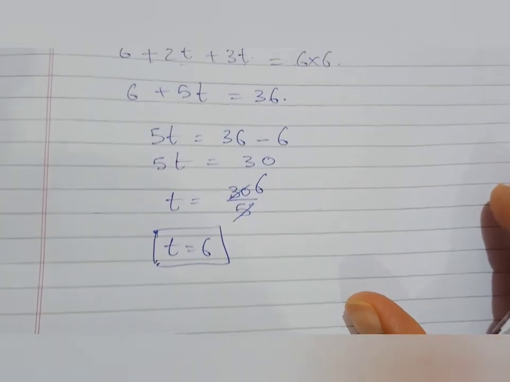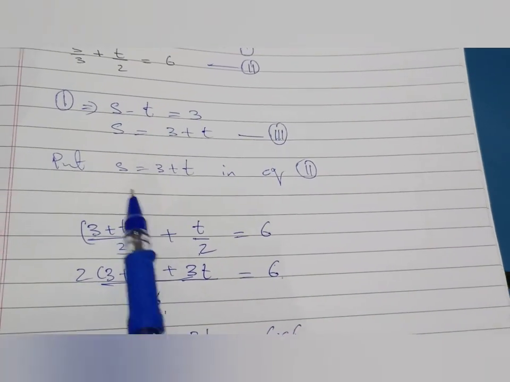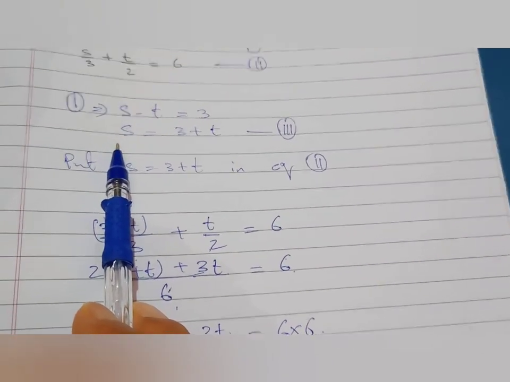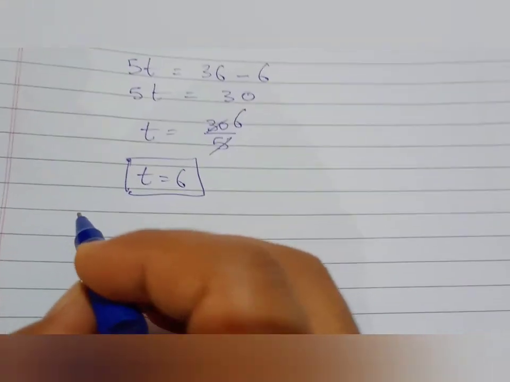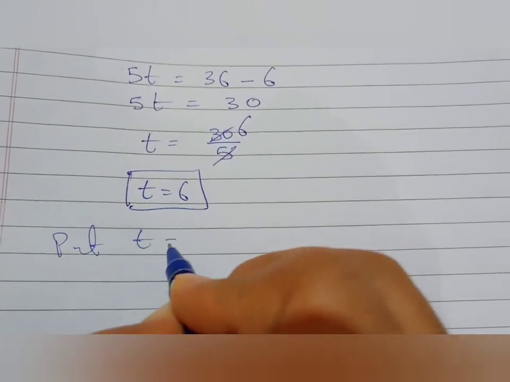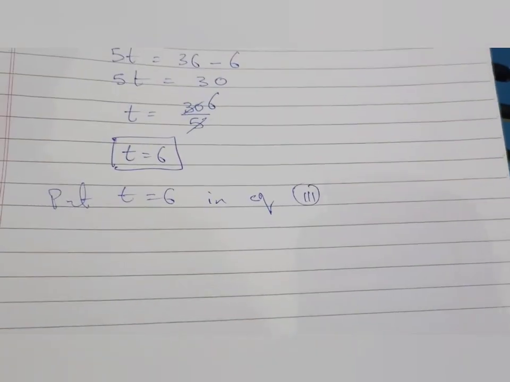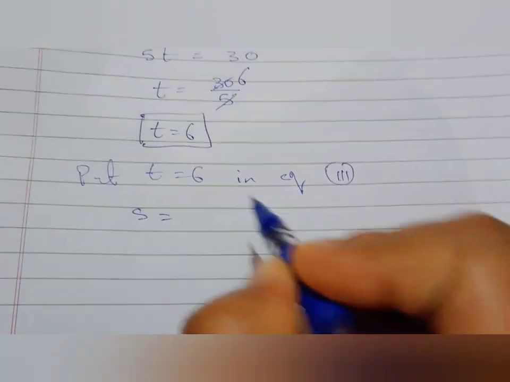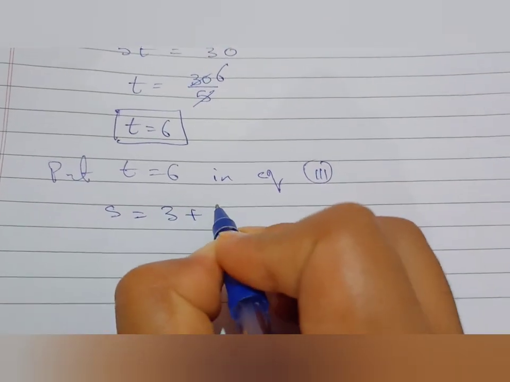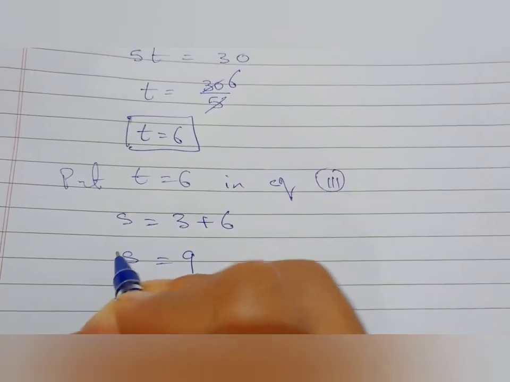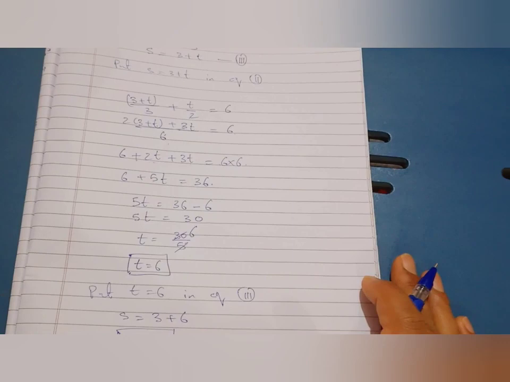Now simply we need to replace this value in equation 3, which we had derived after manipulating one of the given equations, and then we'll get the value of s as well. So now let's do that. Put t equals 6 in equation 3. In fact, we could have used any of the given equations as well, but using equation 3 will be much easier. So s equals, equation 3 is 3 plus t. So 3 plus, in place of t we'll write 6. So s equals 9. So we got the value of s as well. So this is how the substitution method works.